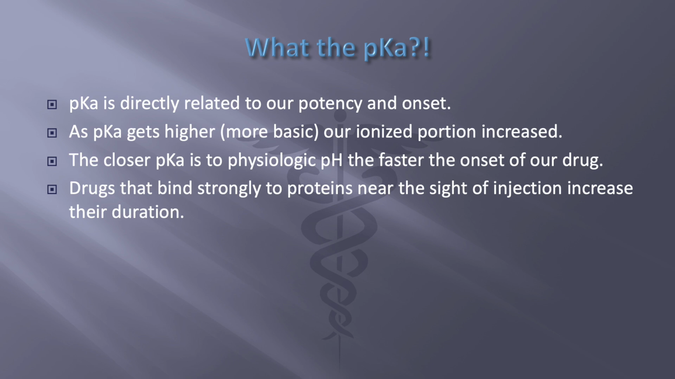Again, pKa is going to be important when we're talking about local anesthetics. It's directly related to our potency and onset. As the pKa gets higher, or more basic, more alkalotic, our ionized portion increases in our initial dissociation. Like I said, the closer that pKa is to physiologic pH, the faster the onset of our drug. Drugs that bind strongly to proteins are also going to have increased duration. We talked about that.